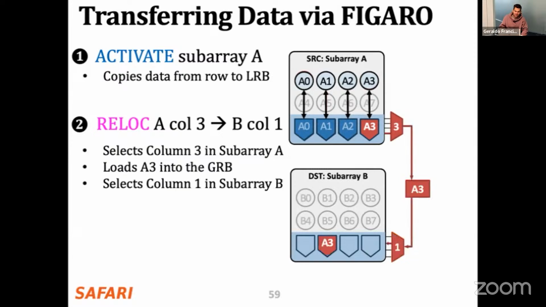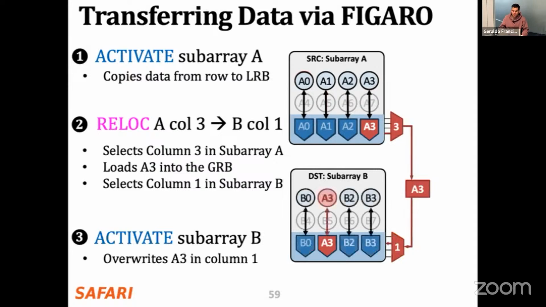Then we are going to select the target column, here it is one, in the target DRAM subarray. And finally, you're going to activate the DRAM subarray. And basically here you're performing a RowClone operation. So by doing this activation, we copy the data into the destination column.